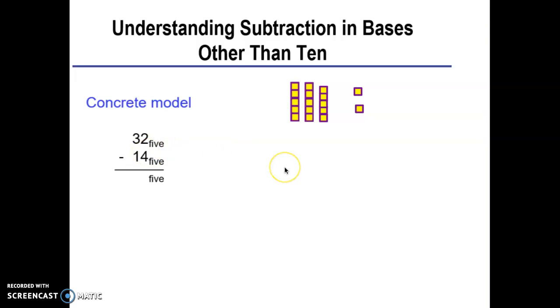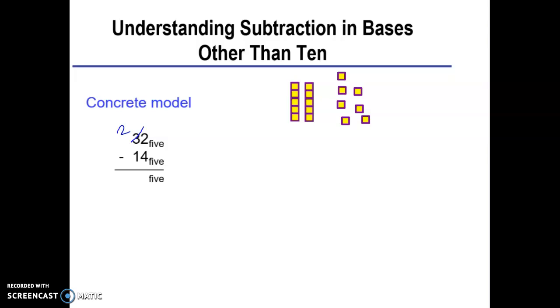Well, when that happens, I need to regroup. That's a true statement also. And that's exactly what we're going to do. So this one group of 5, I'm going to split it up into 5 tinies. Oops, that one got hidden. Okay, let's look at what happened here. So I had 3 longs and one of them is gone. So now I have 2 longs.